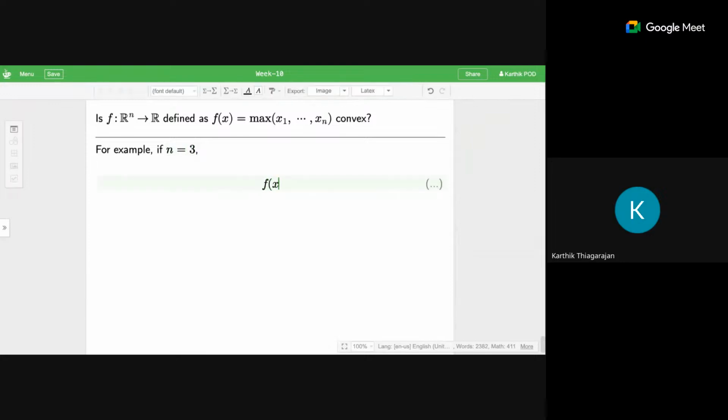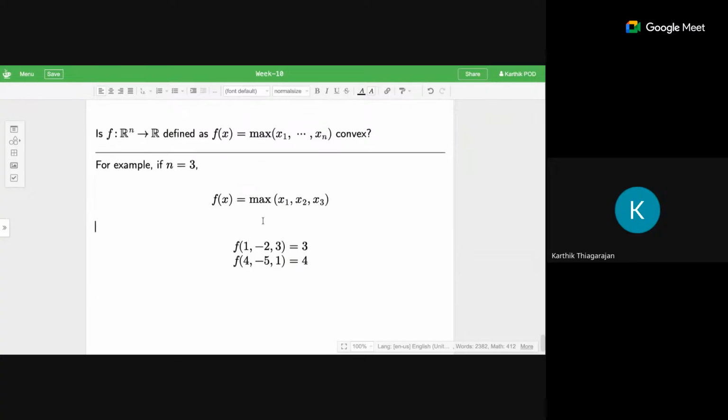So f of x is max of x1, x2, x3, and a sample function evaluation, say f of 1, minus 2, 3 is equal to 3, right? And f of 4, minus 5, 1 is again, okay, let's maybe make it 4. This is 4. Okay, so that's what the function is. So it just returns the maximum of the n coordinates. So is this function convex? What do you say?